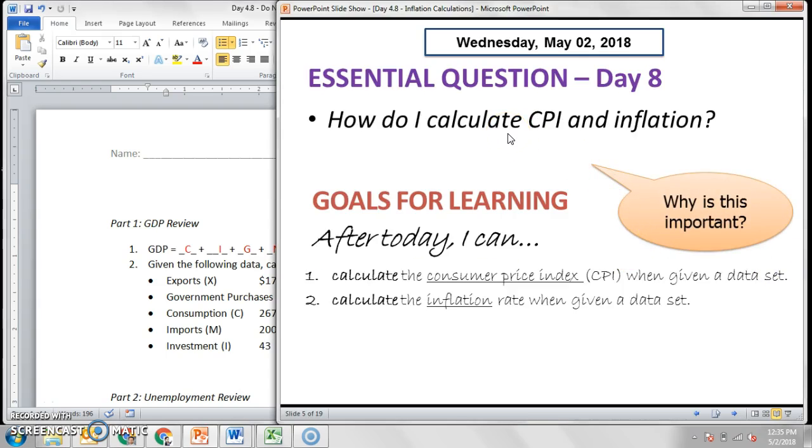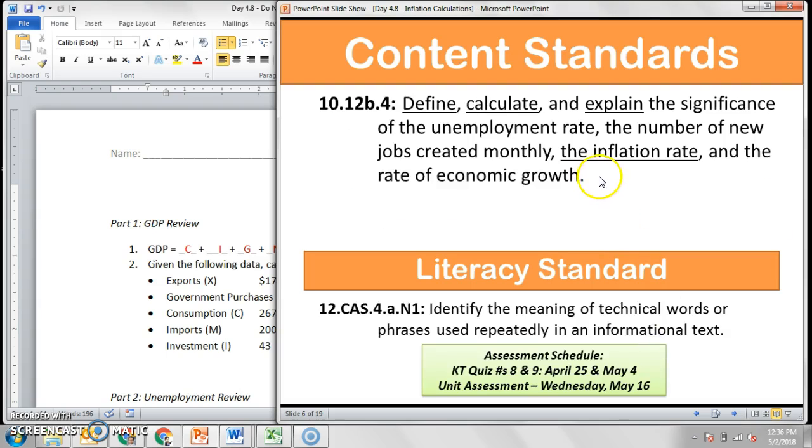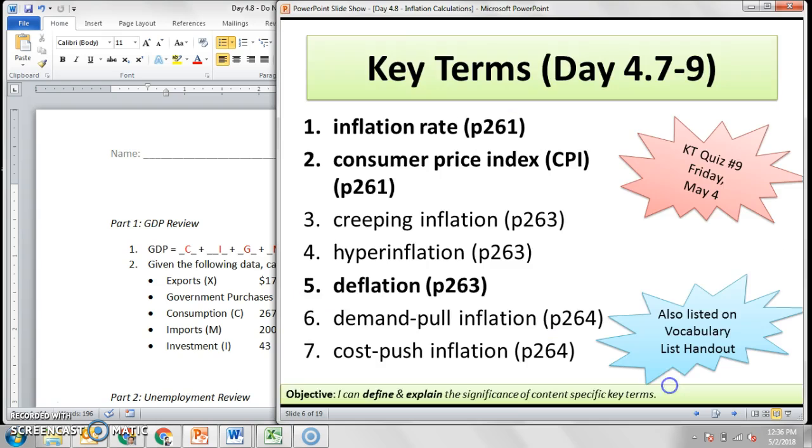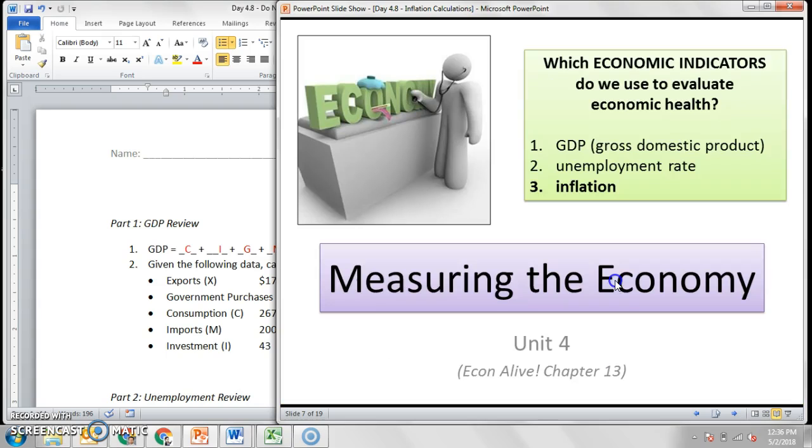All right, day 8, how do I calculate CPI and inflation? We're going to calculate the CPI when given a data set, and we're going to calculate inflation when given a data set. Ties in with our last standard. We also have key terms. Key terms quiz on Friday, and our unit assessment I have moved to Wednesday, May 16th. These are the key terms that we will take a look at today: inflation, CPI, and deflation.